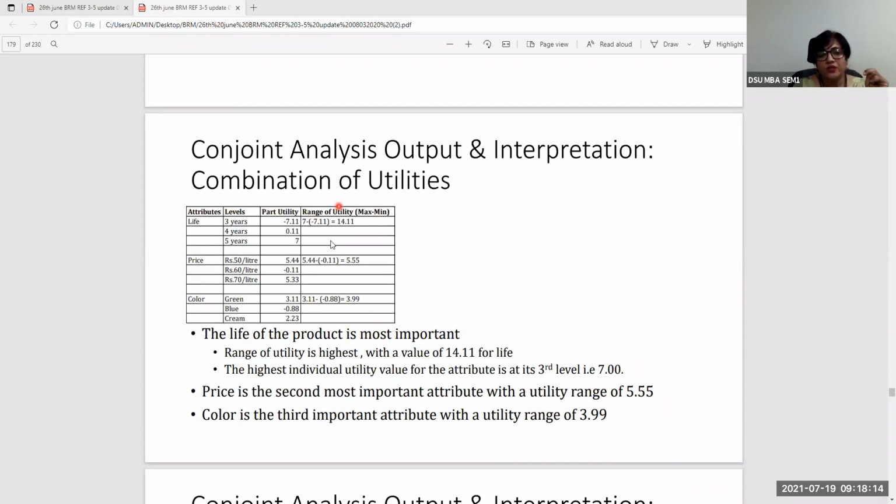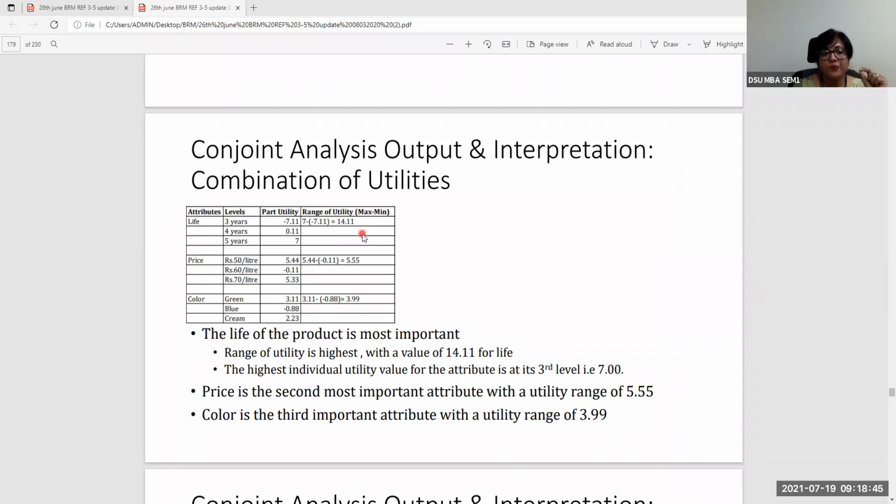So in effect, what you're going to see is the combination of utilities that the customers have preferred. Here in this case, it is a response from a single customer. So you're going to find out that they have mentioned that life has a utility range of 14.11, price has 5.55 and color has 3.99, which means the first thing that the customer wants out of this product is the economic life of the product. That is of importance because it has been indicated with 14.11.